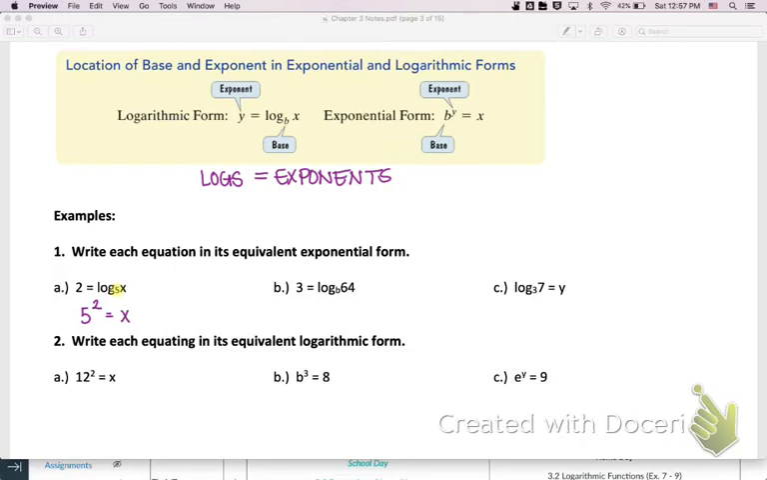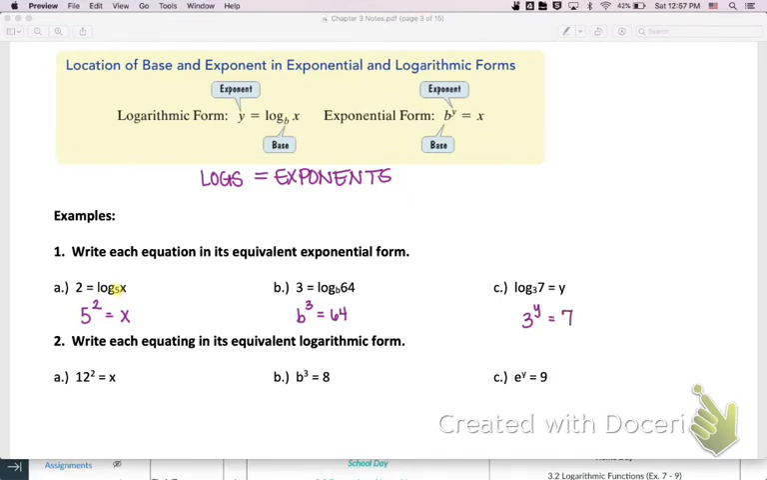Will you pause your video, please, and go ahead and try B and C, and I'll come back in 3 seconds with the answers. All right, so for this one, the base is 4. Logs equal exponents, so the exponent is 3, and that tells us that it's going to equal 64. And for the last one, the base is 3. It's equal to y, so that's the exponent, and then that has to equal 7.